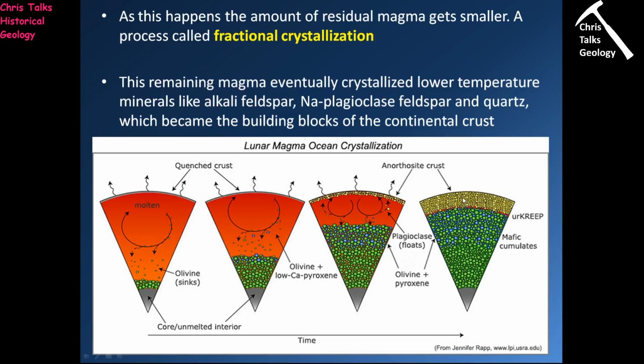And of course, as I'm sure you know, these kind of intermediate and felsic rocks, these are the building blocks of the continental crust. And yes, the continental crust will begin forming from these very early building blocks. Now this diagram here, by the way, is actually for the moon, but the basic principle is 100% applicable to the Earth as well.